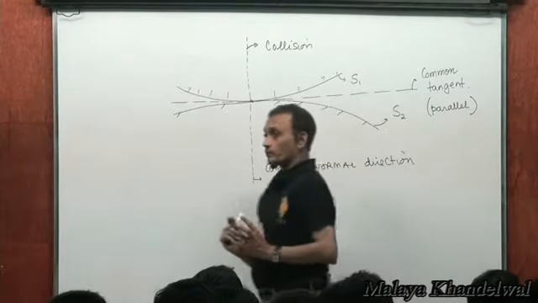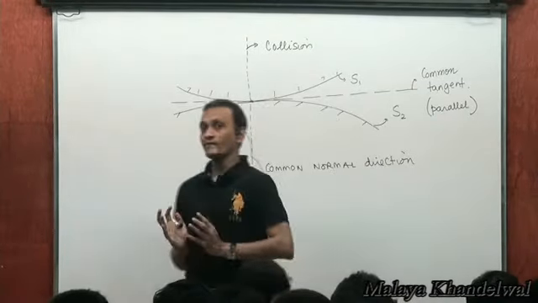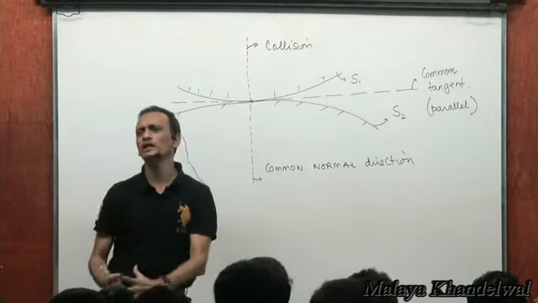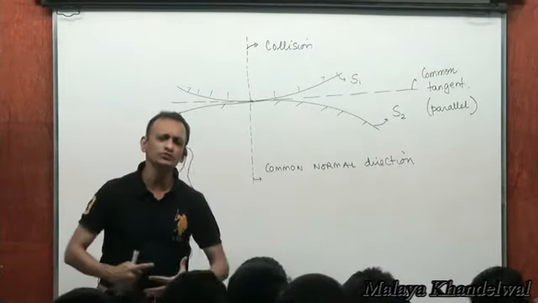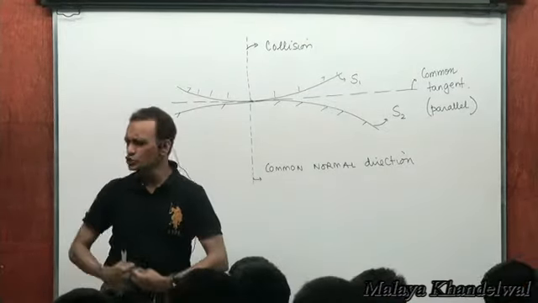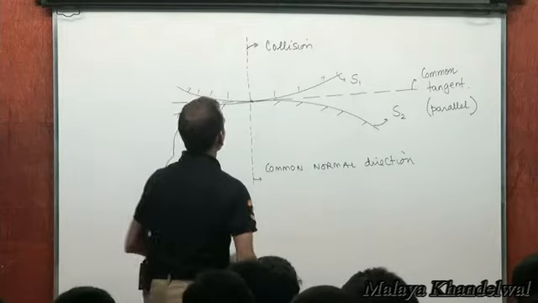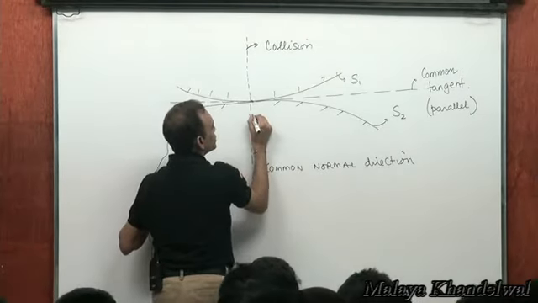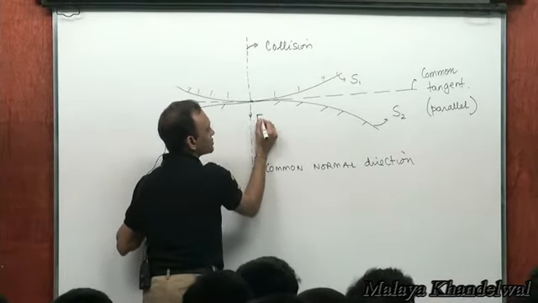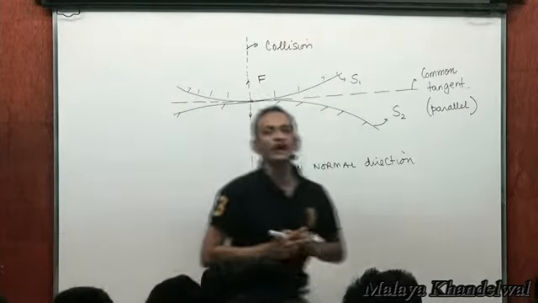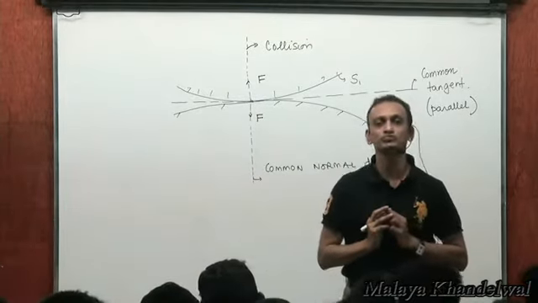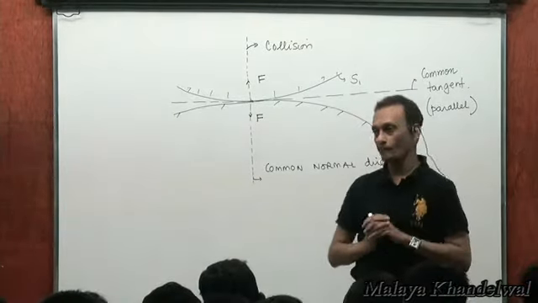Now, collision essentially would be an event conventionally assumed to be taking place for a very short time. And say if this surface exerts a force F on this surface in this direction, then this surface will exert on S1 a force in this direction, constituting an action-reaction pair. Right?